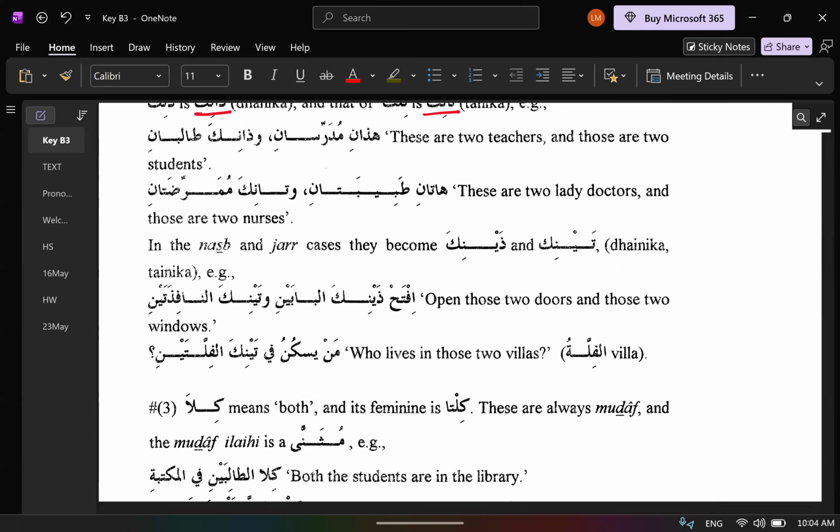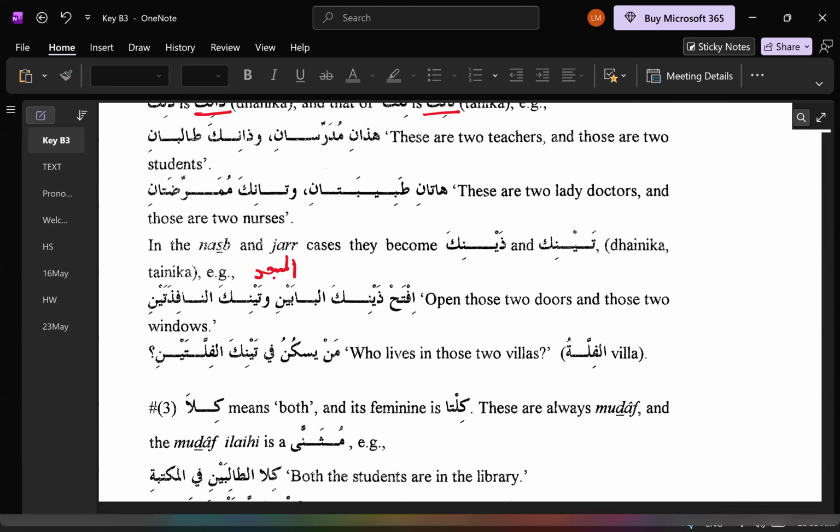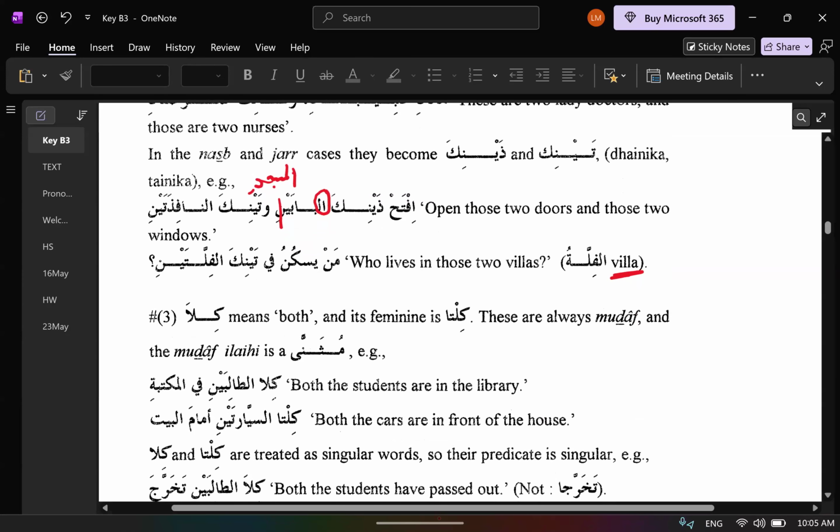So if I put over here Babainil Masjidi, for example, Masjidi, one masjid, then what will happen? Babai. Yes, Alif Lam will drop, of course. Babai, this noon will drop also. So Iftah Zainika Babai Masjidi. So noon will drop, yes. Okay. Man yaskunu fi tainikal villataini. Villatun is a villa. So who lives in those two villas?